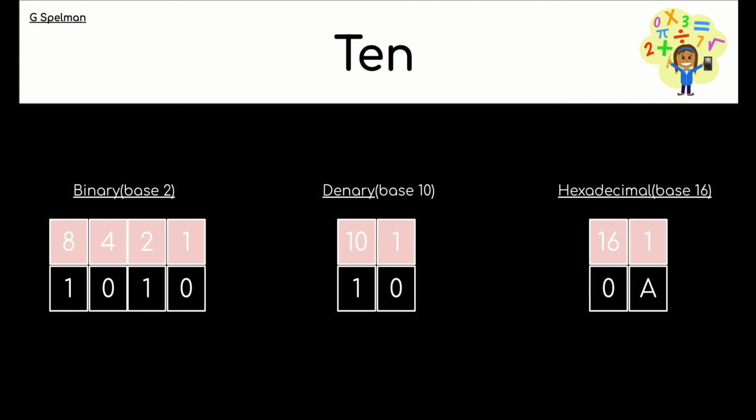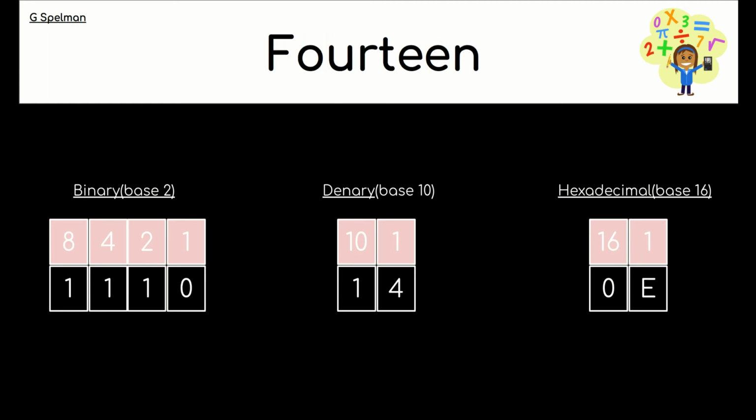So what it does, it starts using letters. So 10 is an A, and then 11 is a B, C, D, E, F, and it finishes at F. And it finishes at 15.